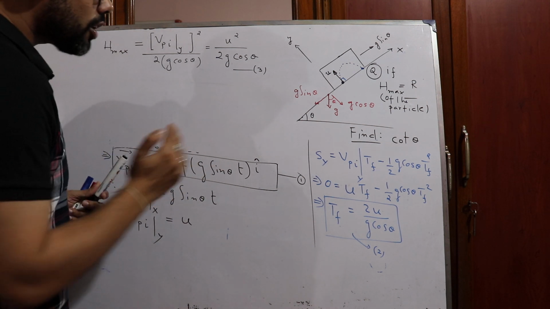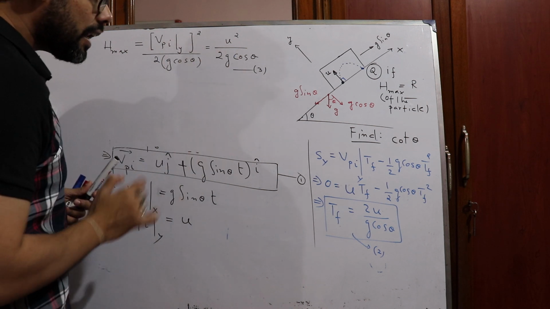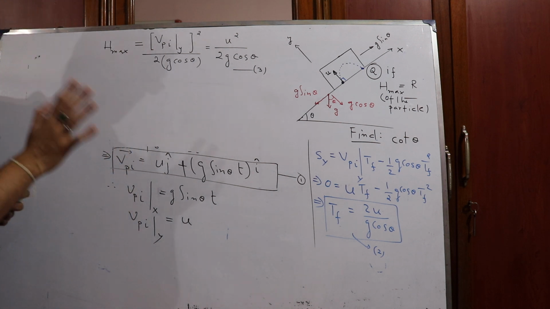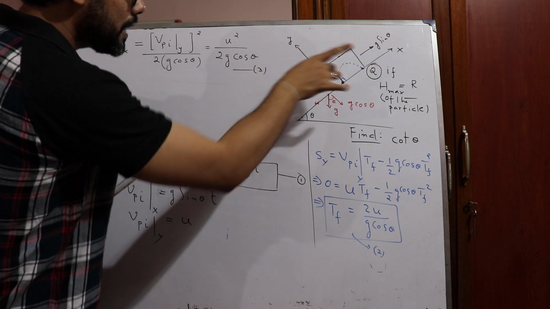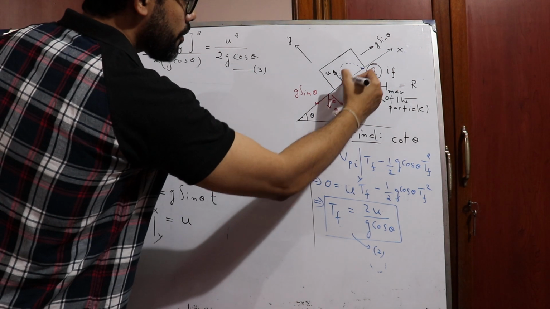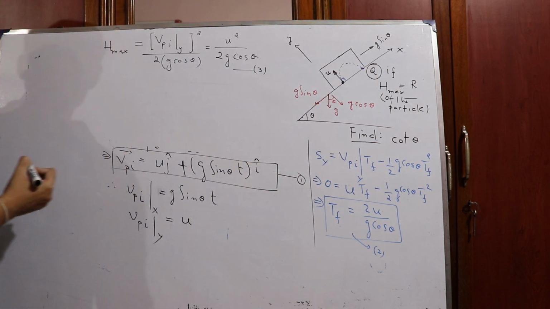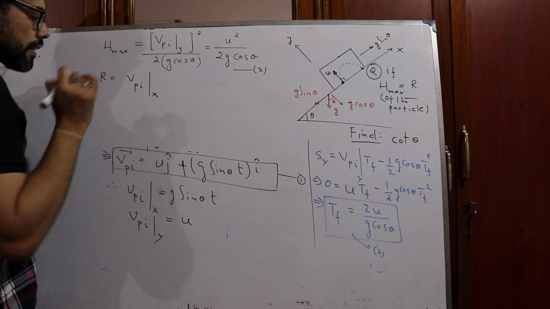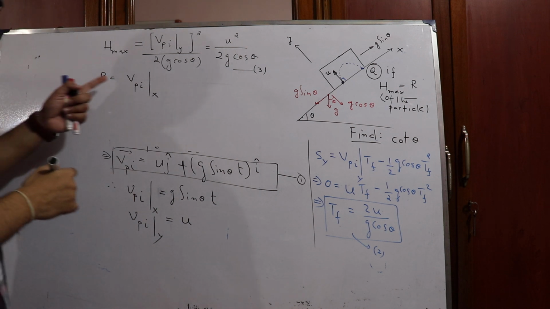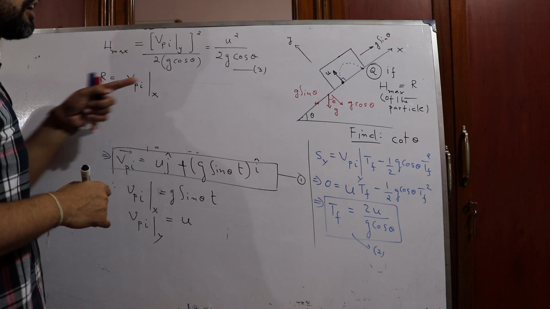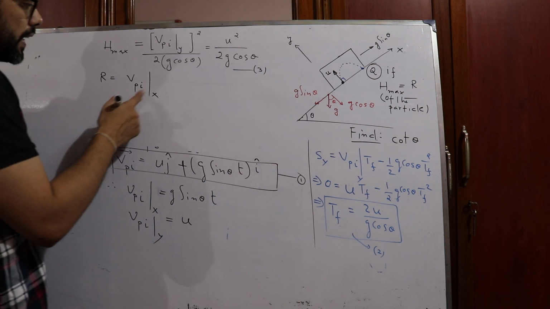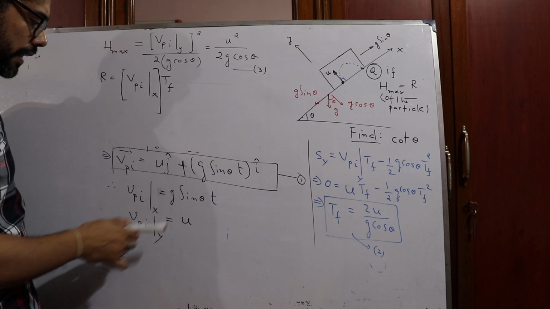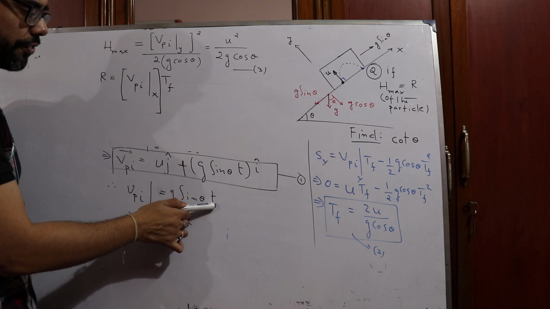So how much horizontal range does this projectile cover in this time? Horizontal range means along the x direction how much distance it covers. So according to me, from here to here, this is the horizontal range. So R is equal to Vpi x, because the horizontal range is covered due to the projectile's x component of velocity. So Vpi x multiplied by tf. And that Vpi x component is a function of t.